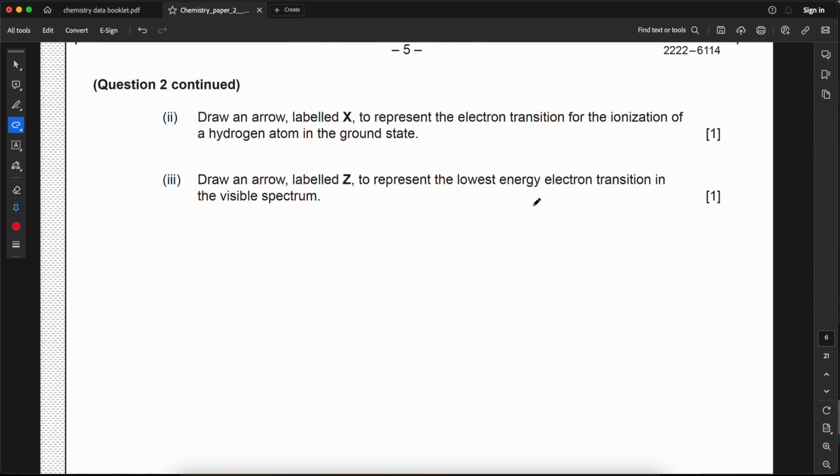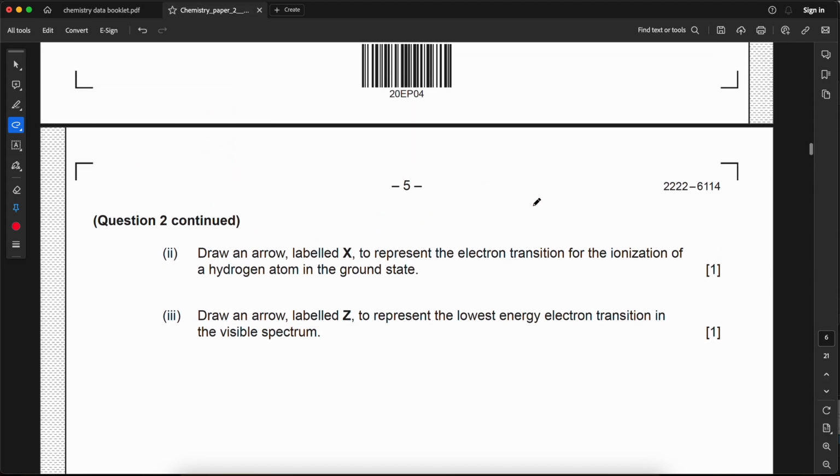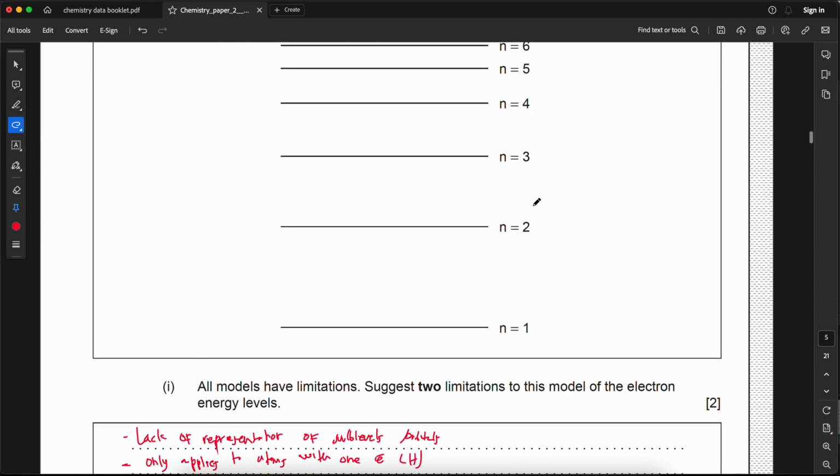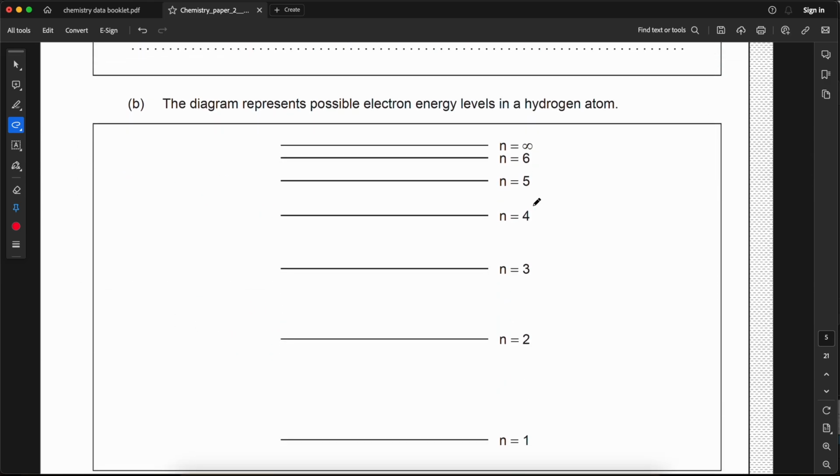Draw an arrow, label X, to represent the electron transition for the ionization of a hydrogen atom in the ground state. Ionization means the electron is already removed from the atom, so there is no attraction between the electron and the nucleus. So it's from the ground state to n equals infinity, because it's not on the shells anymore. Okay, so this will be X.